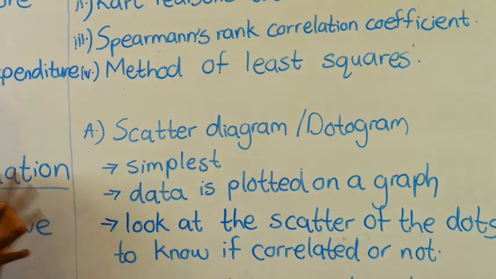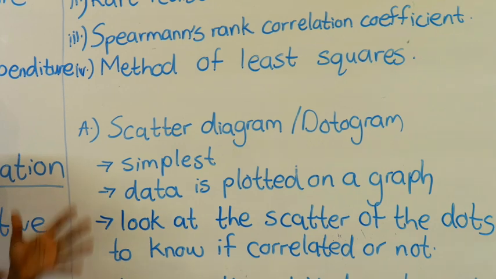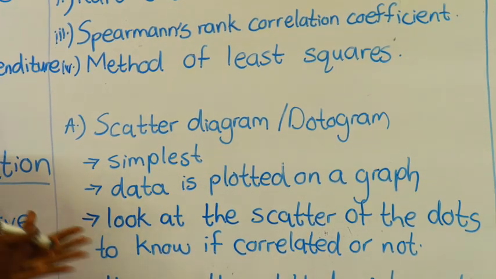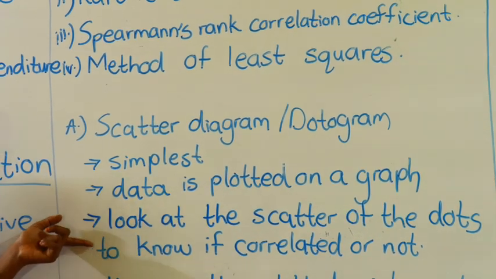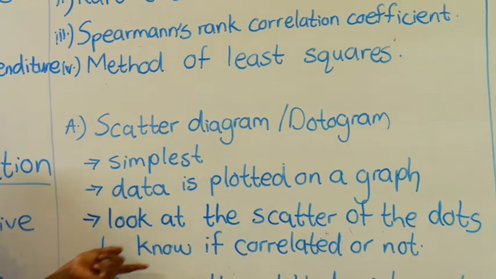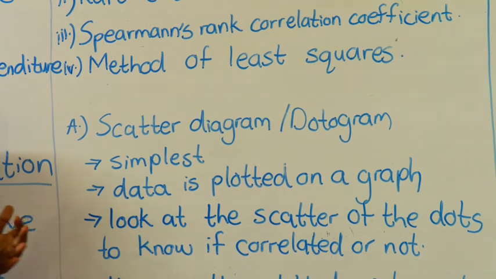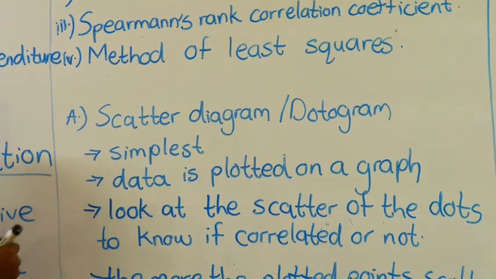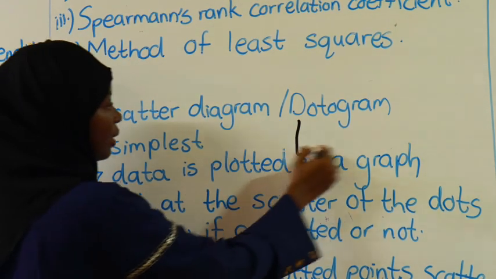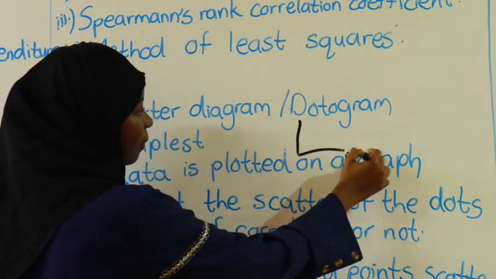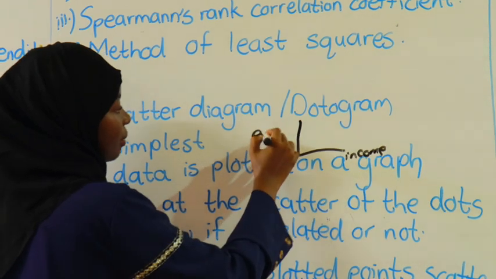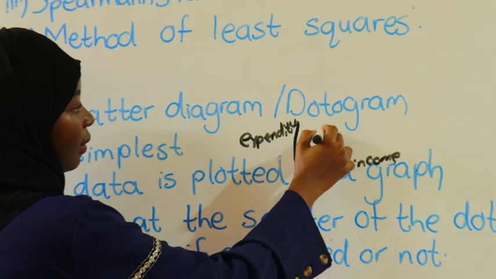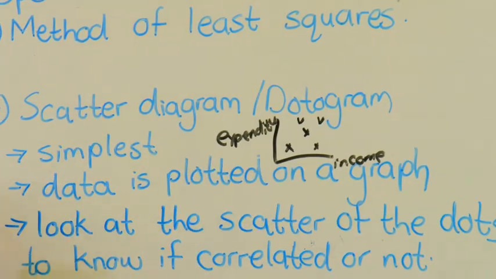So in this case, say we're looking at income and expenditure. You have the data for income, you have the data for expenditure, okay? So you plot it on a graph. You look at the scatter of the dots to know if they are correlated or not. So these values of income, we're going to plot them on a graph alongside the values of expenditure. So a graph, basically, you have something like this. Maybe here it's income, and then here it's expenditure. Okay? So you plot the points, you plot the values. That is what you do.